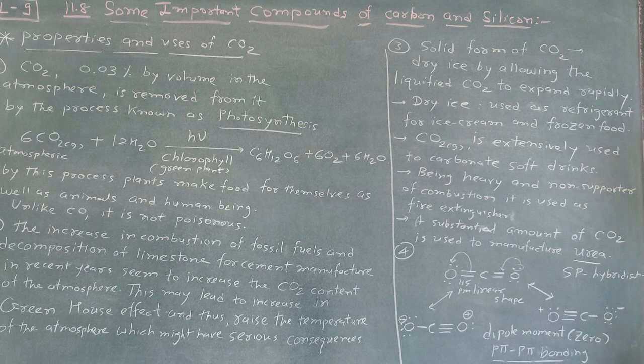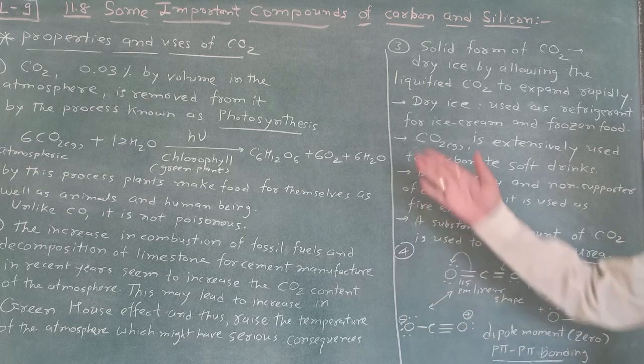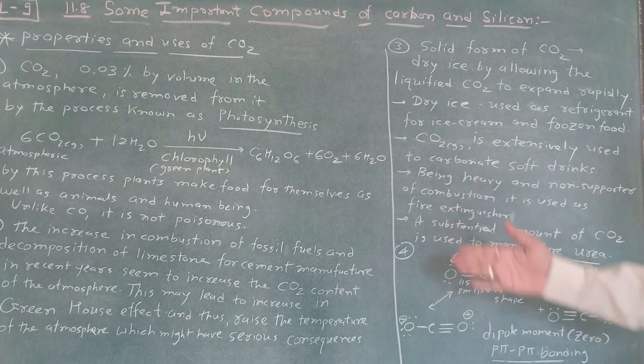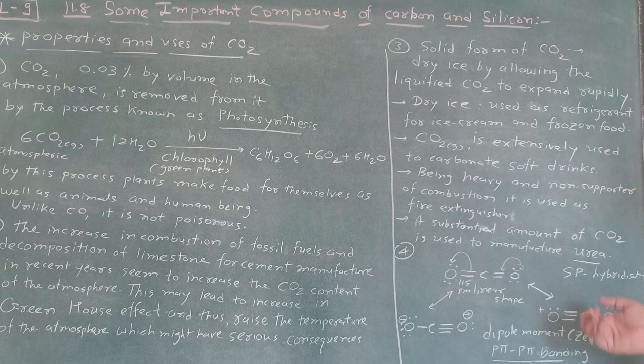So here our lecture is complete, and now we see the next important compounds: silicon dioxide, silicones and silicates, and then the chapter is finished. That is in lecture number 10. But this is very important. Write it completely because this question is asked many times: write a note on properties and uses of carbon dioxide. We have to write it in terms of reactions and sentences, so write it completely and clearly from the NCERT textbook.